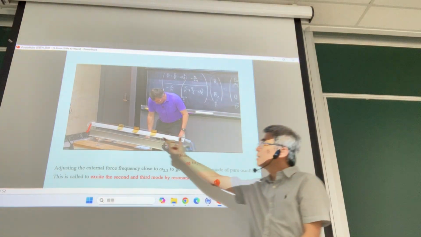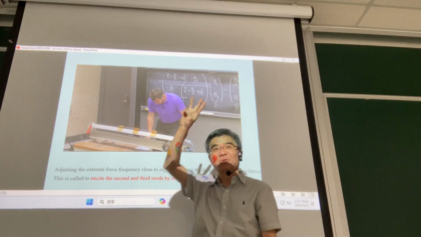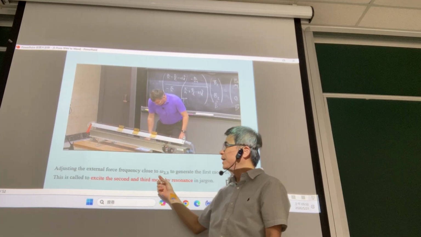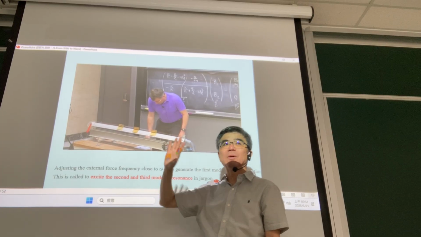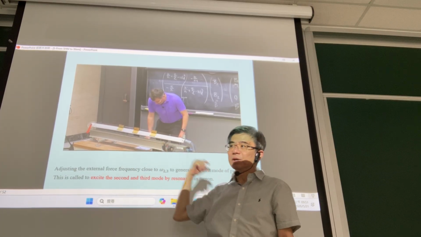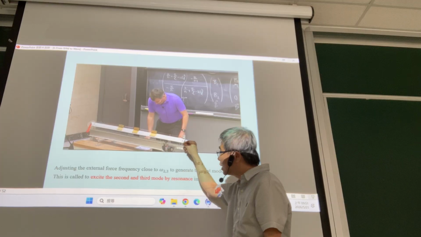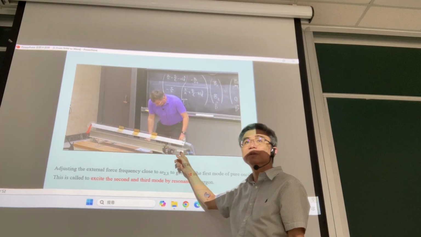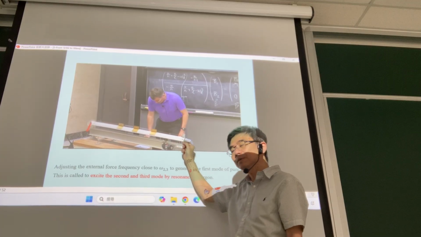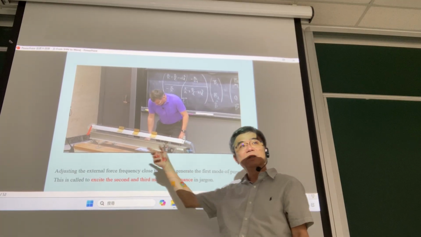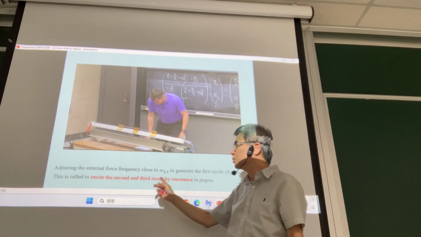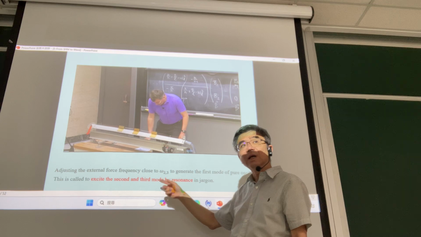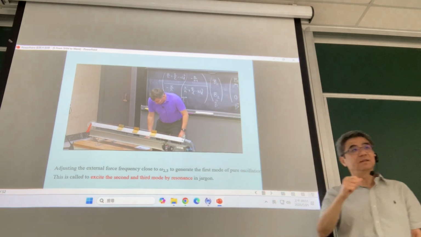Here, this system has two simple harmonic motions, actually three: omega 1, omega 2, and omega 3. If the external force is different from all three, then nothing will be excited. However, that's why the professor is adjusting the external force frequency. If you adjust it close to omega 2, then the second mode will be excited through resonance. If you adjust it close to omega 3, then the resonance will excite the third mode.